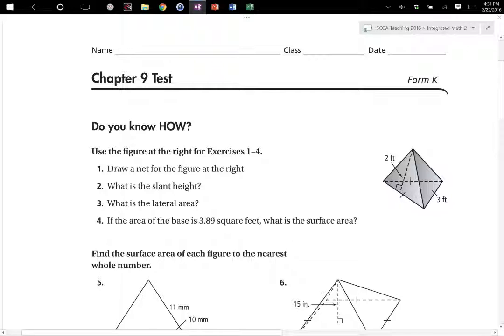Problem number 1, draw a net for the figure on the right. So here is our figure on the right. Want to go over a couple of things. These little hash marks say that all 3 sides have a length of 3 feet. And then my 2 is my slant height.